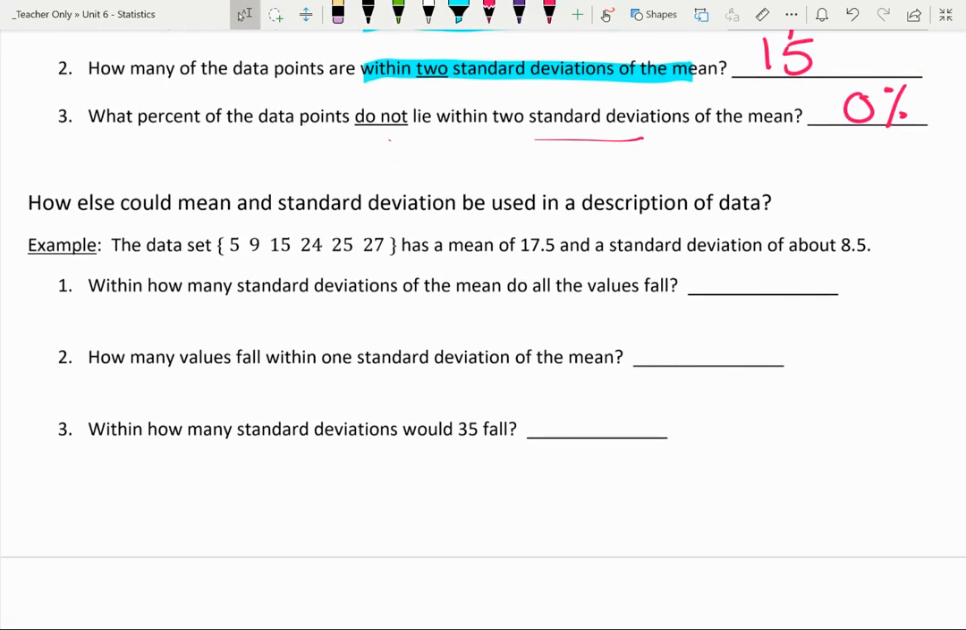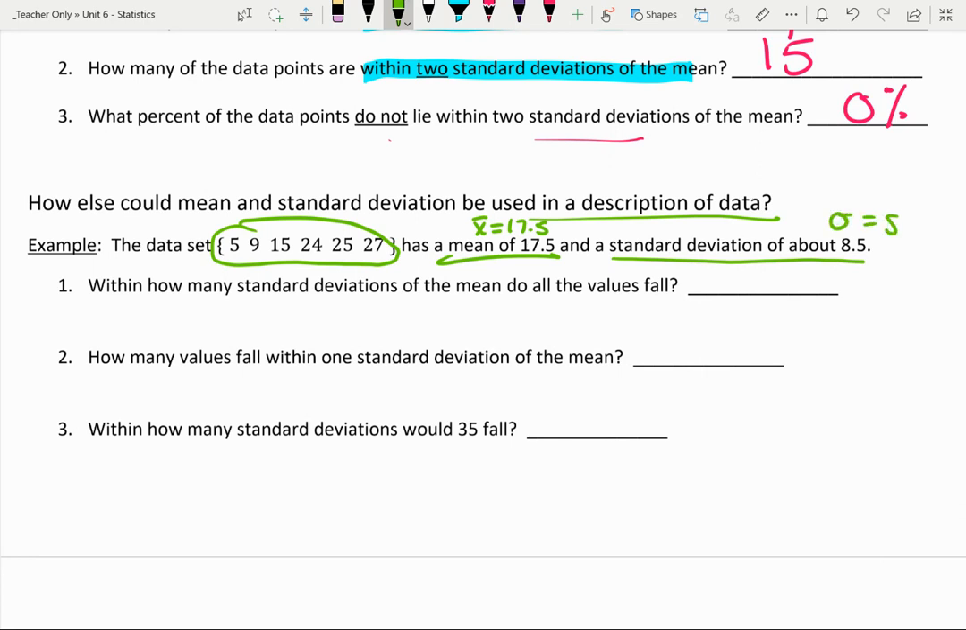So we're going to do one more example together just to see how, again, we can use this to describe data. So we have this lovely little data set: 5, 9, 15, 24, 25, 27. So 6 numbers with no context, but that's okay. It has a mean, right? It has an X bar of 17.5. It has a standard deviation of about 8.5. For our purposes, we're just going to say that it's 8.5.